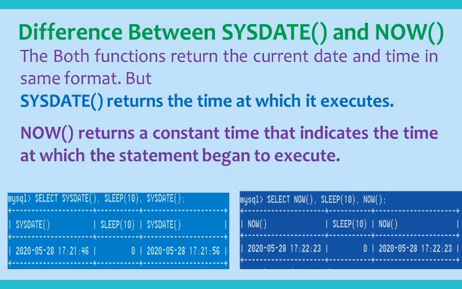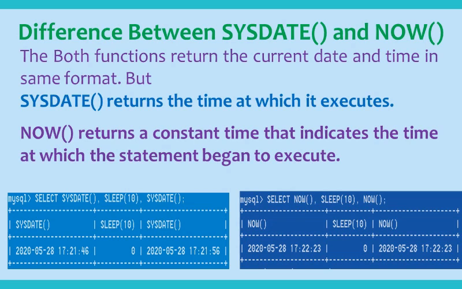Now see, both functions sysdate and now return the system date, current date and time. Then what is the difference between sysdate and now? Let's see. Sysdate returns the time at which it executes, whereas now returns a constant time that indicates the time at which the statement began to execute.